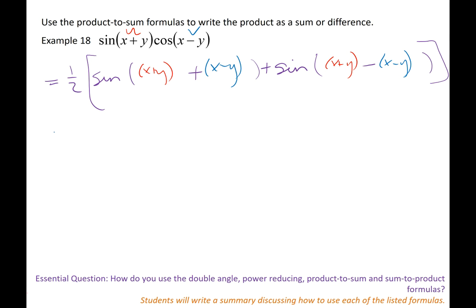So I've got 1/2, I've got sine. All right, what happens with X? I don't really need the parentheses that are inside there. So what happens with X plus X? 2X. And then Y minus Y? 0, they cancel, right? We would say they cancel. So just sine 2X. Plus, it's sine again.